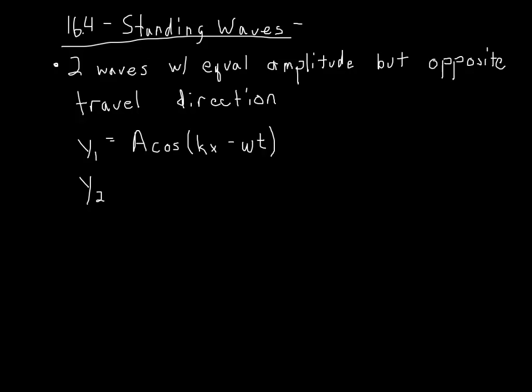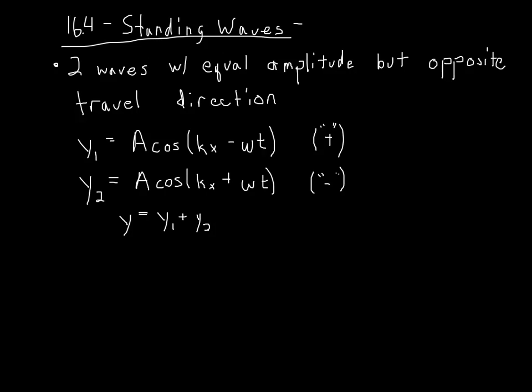To set up a standing wave with this, I need another wave with the same amplitude, cosine of kx, but I need it to travel in the opposite direction, so I need plus omega t. Remember that the negative in my first equation means I'm traveling in the positive x direction, and the positive in my second equation means I'm traveling in the negative x direction. So when I add these two together, y is equal to y1 plus y2, this is what we call a standing wave.